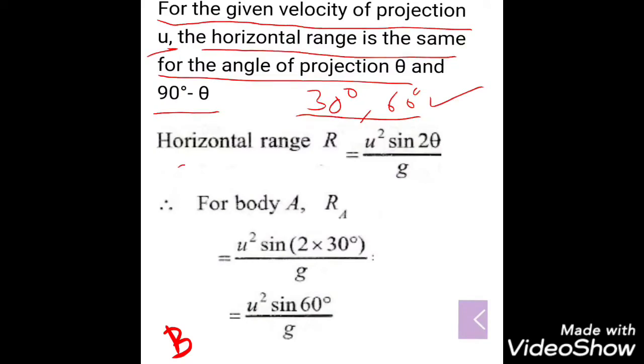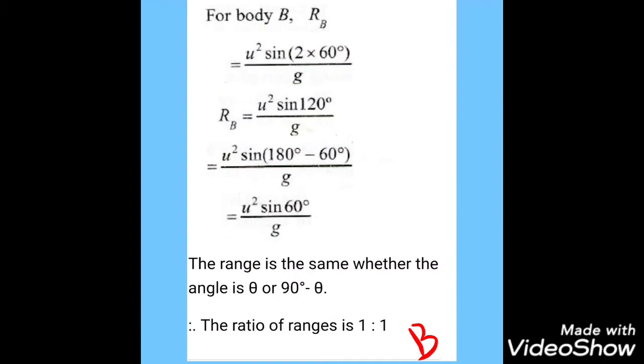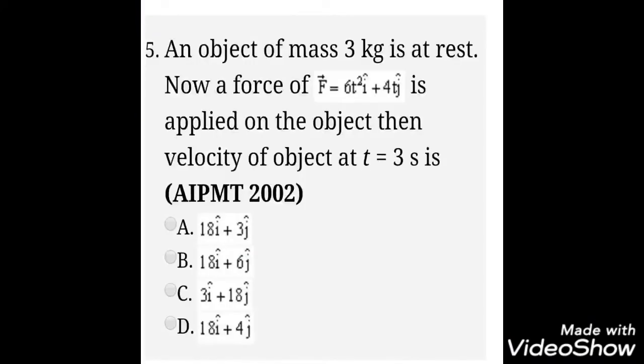So horizontal range, you know the formula. This is the formula. So if you apply 30 degree, you will get this. Then if you apply for 60 degree, you will get the same. So the range is the same whether the angle is theta, that means 30, or 90 minus theta, that means 60. So the ratio of ranges is 1:1. So option B is the correct answer.